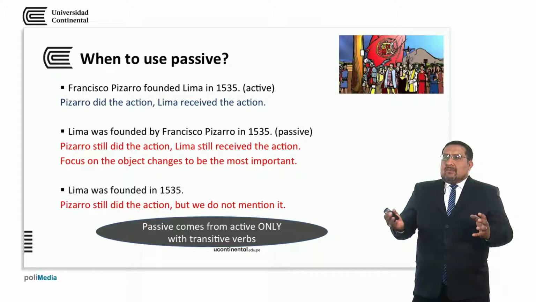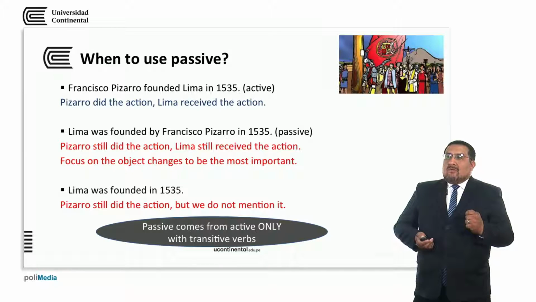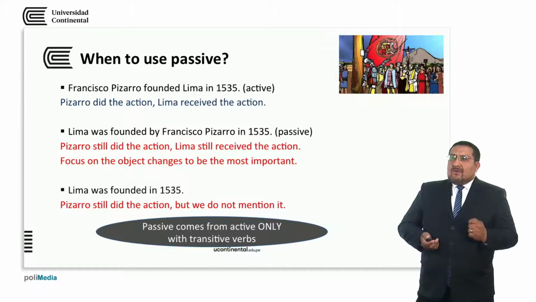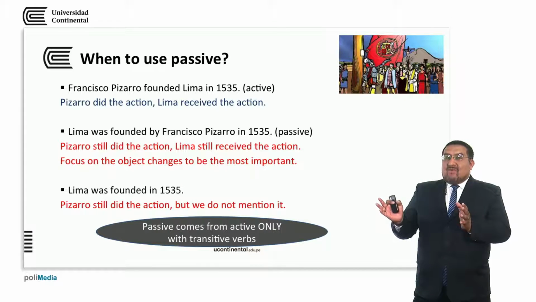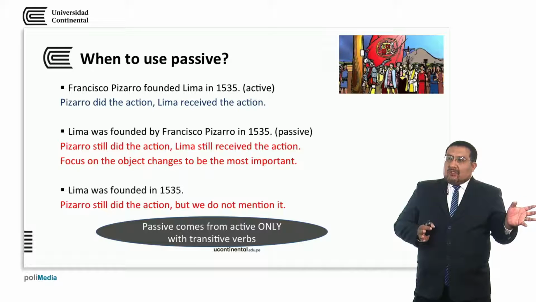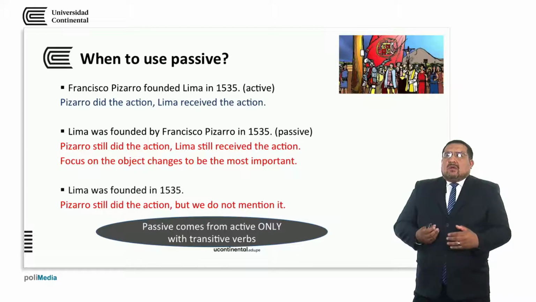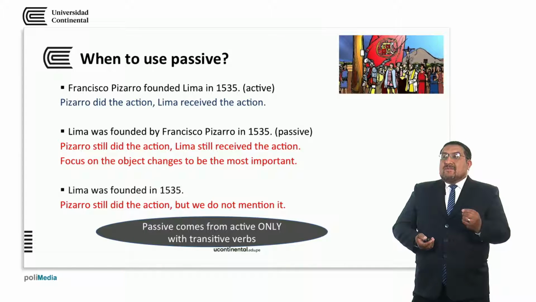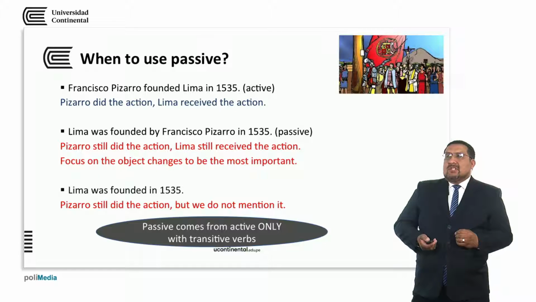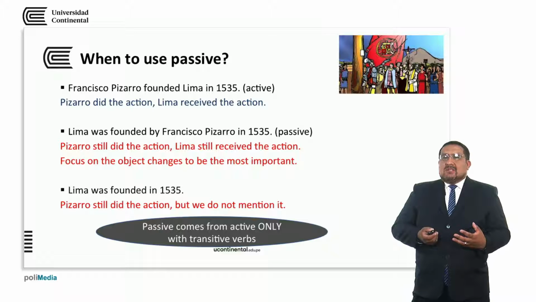Let's get this example that gives us a clearer idea of this. Francisco Pizarro founded Lima in 1535. As we know by history, this is what happened in that time, and this is the active voice. Francisco Pizarro did the action. Lima received the action. If we change this into passive voice, we can say Lima was founded by Francisco Pizarro in 1535.